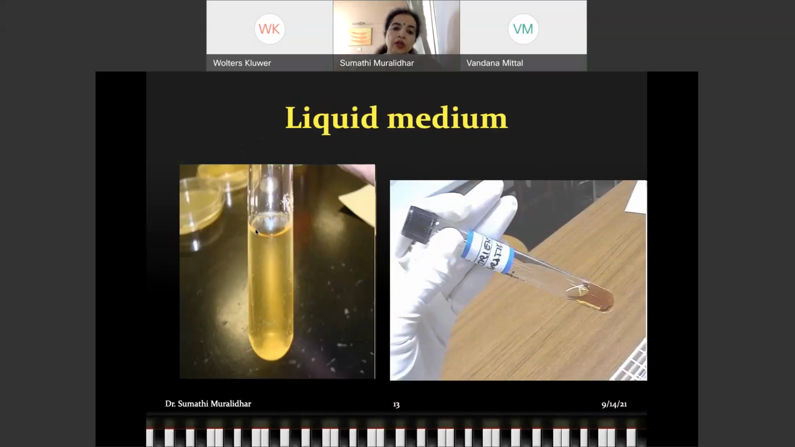And this is what it looks like in a liquid medium. On the right side, you can see that the liquid is clear. That means no bacteria have grown. But on the left, you can see that the liquid has turned turbid. So after incubation, if the liquid turns turbid, it means bacteria have grown in it.